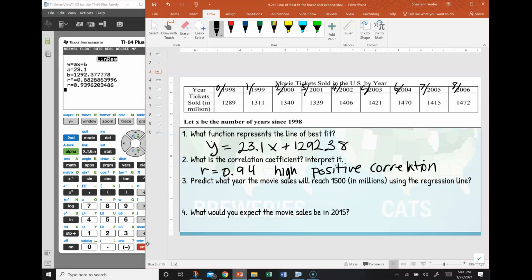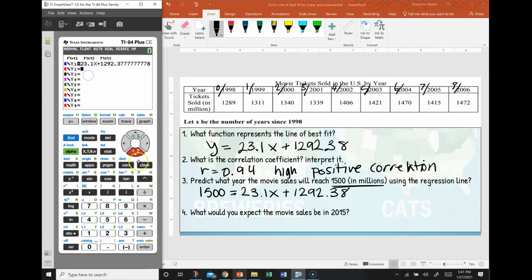Okay, and then it says predict what year the movie sales will reach 15. So what year will the sales reach 15 in millions using the regression line? So this means my Y would be $1,500 million. And then I'm going to be solving for X here. Now, I don't know about you, but I don't really want to do that. So I'm going to come over here, and I'm going to change my Y2. So it's 1,500. From here, I'm going to press Graph. Oh, my graph is not going to show me what I want.